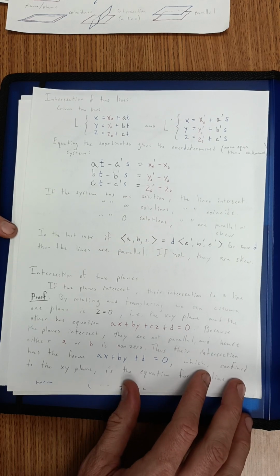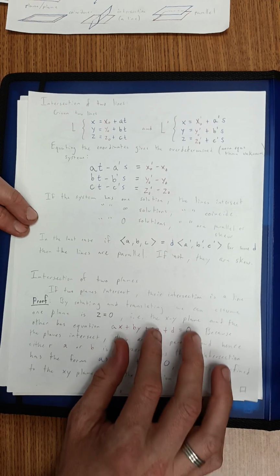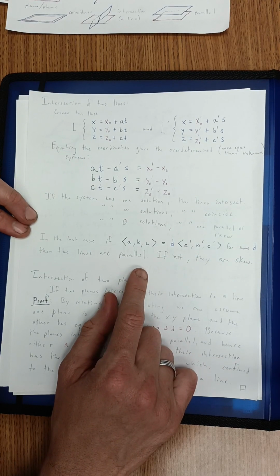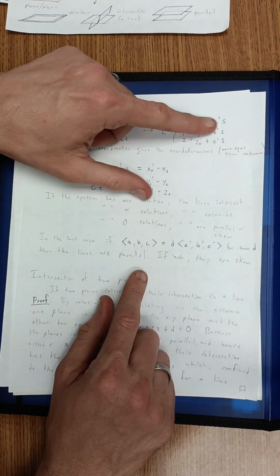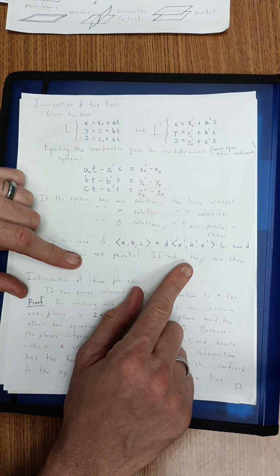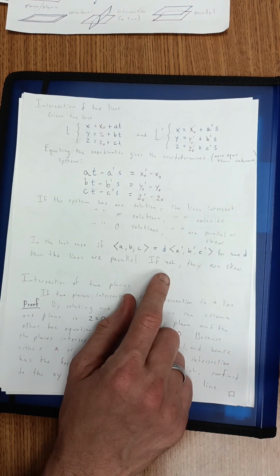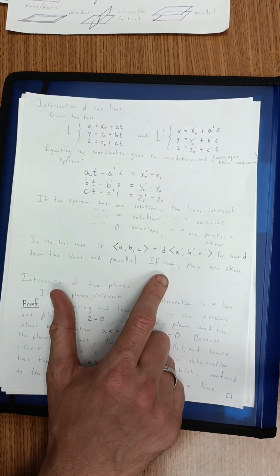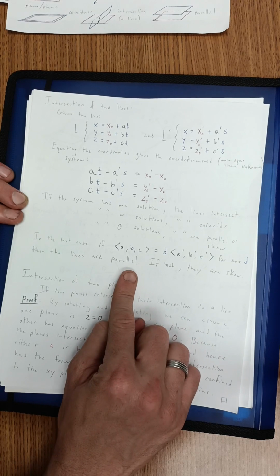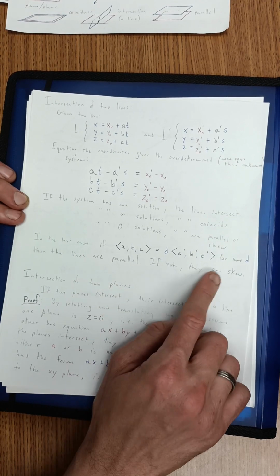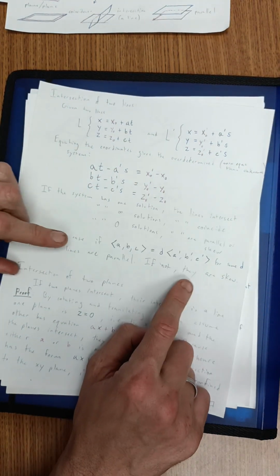So if they do not have any solutions, well, first of all, if they coincide, then A, B, C, and A prime, B prime, C prime have to be the same, or they have to be scalar multiples of each other. They have to trace out the same direction by some scalar multiple if they're going to coincide. Now, they could, however, also be scalar multiples of each other and be parallel. If they are scalar multiples, then they go in the same direction. They're not coinciding, they're just going in the same direction, and they would be parallel.